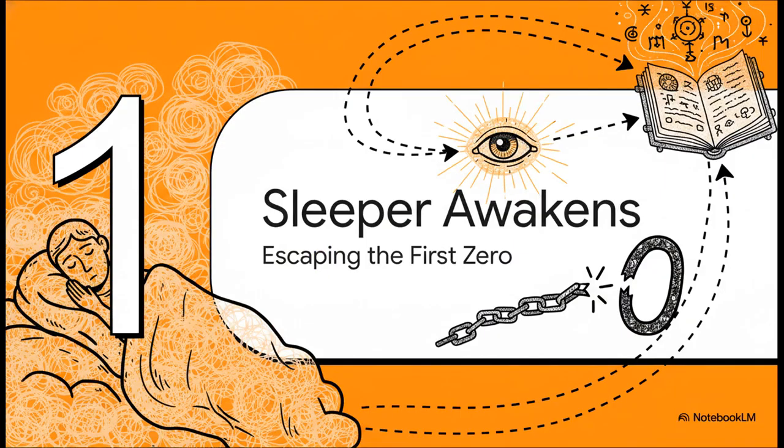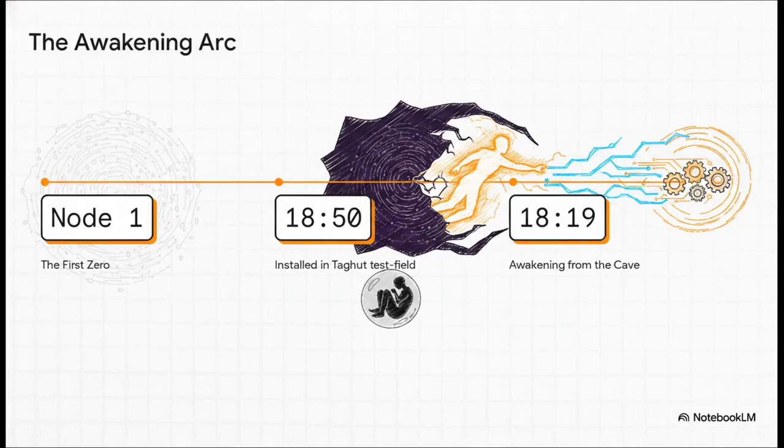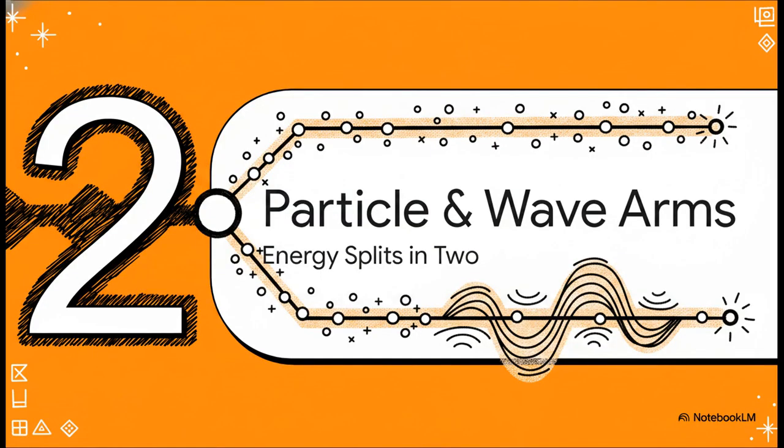Phase 1, the latent sleeper awakens, escaping the first zero. You know, every great hero's journey starts with a sort of amnesia, right? And this one begins at node 1, which the source has called the first zero. According to this topology, you are a latent Mursalin, a buried witness sitting at 0 amplitude. You've been installed inside a test field, specifically the Taghut field at coordinate 1850. So while Iblis and the angels prostrate together, you are the co-installed node that is completely unaware of its own polarity. You're basically asleep. But then at coordinate 1819, you awaken from the cave, and that is where the movement actually begins.